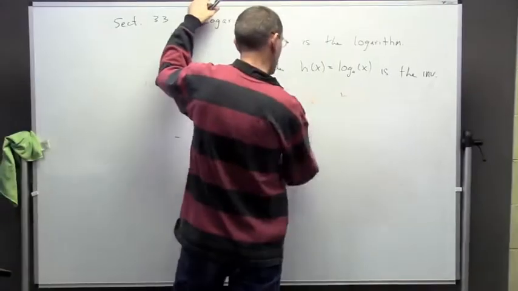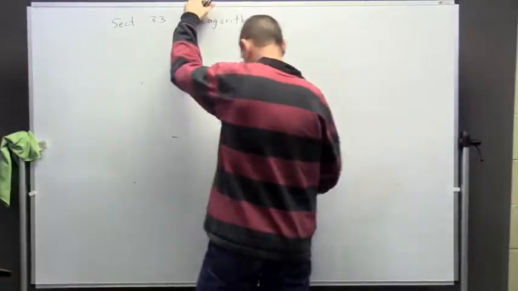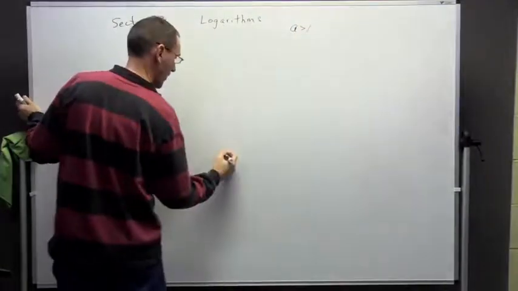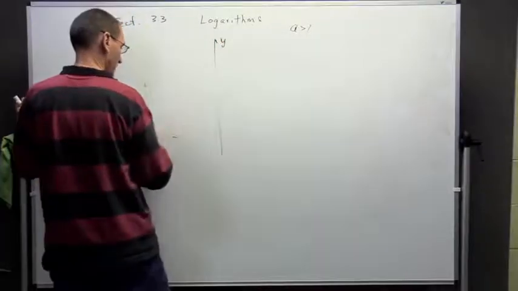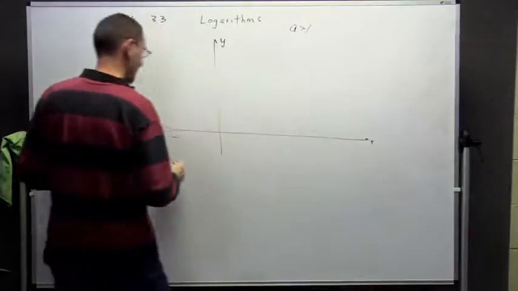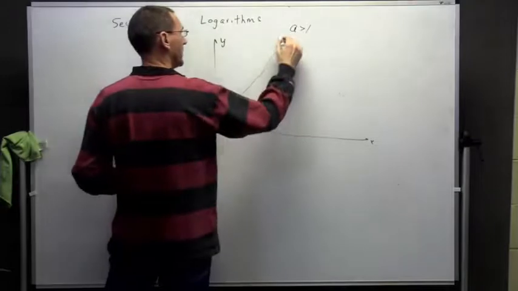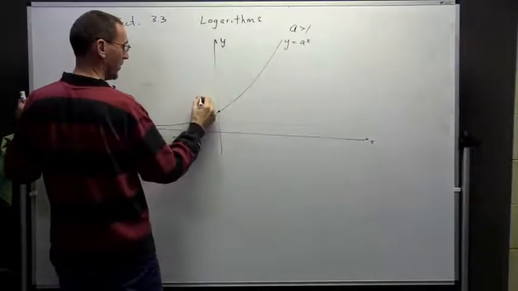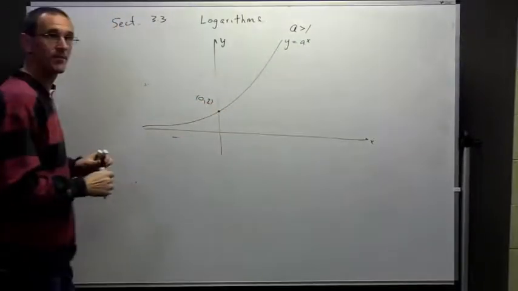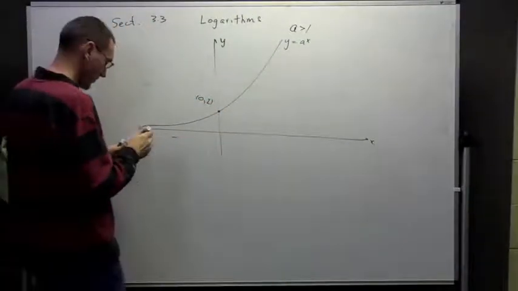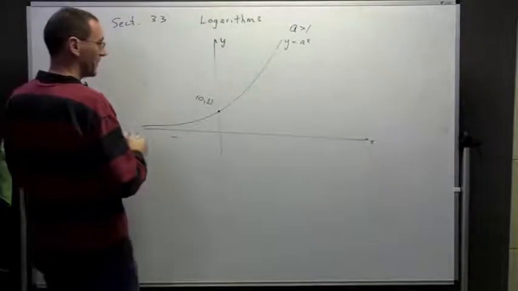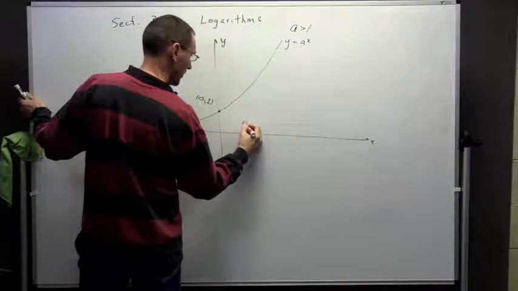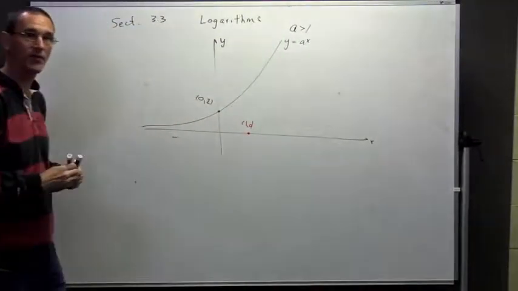Okay, so in terms of what this function looks like, let's assume a is greater than 1, just for simplicity. And if I graph y equals a to the x, what is this point here? This is going to be the point 0, 1. So for the inverse function, I've got to switch that, and that means that the point 1, 0 is going to be on my graph.